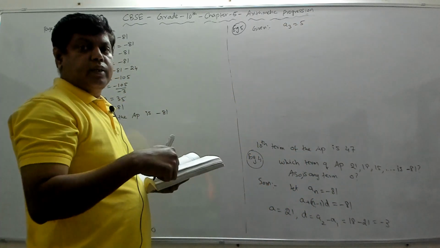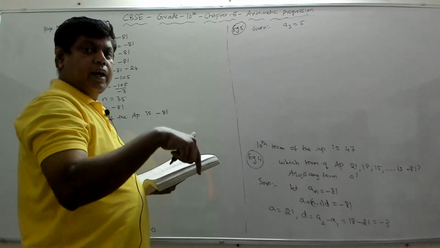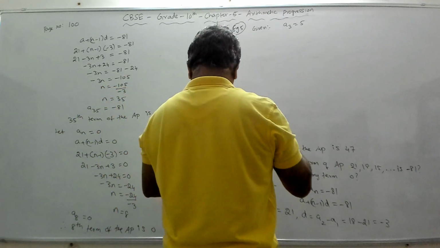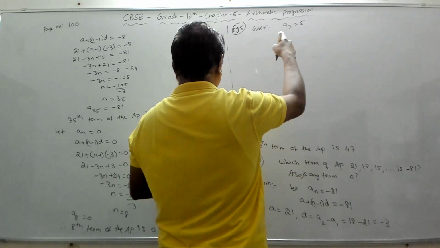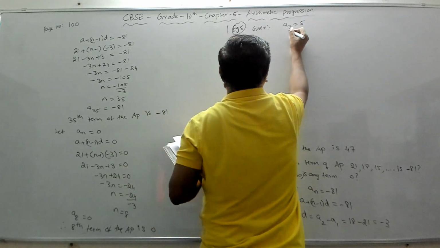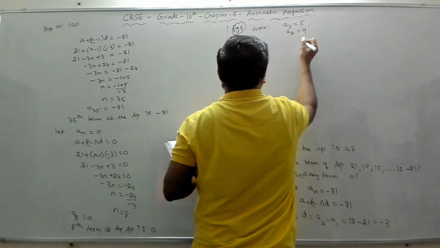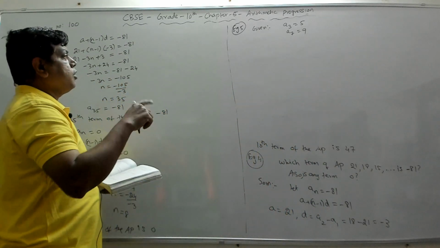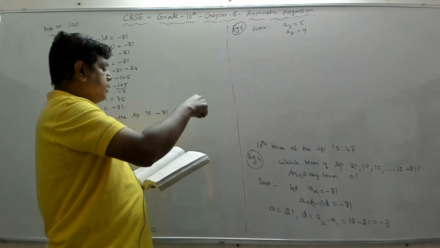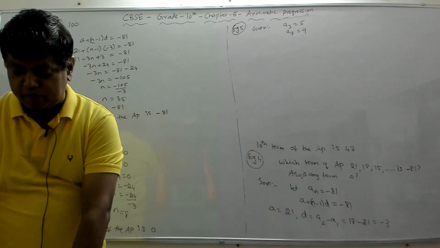Third term means A3. Second term means A2. Nth term is AN. So A3 is 5 and the seventh term is 9. Seventh term means A7. That is 9. So third term is 5 and seventh term is 9. We have to find the AP. Determine the AP.